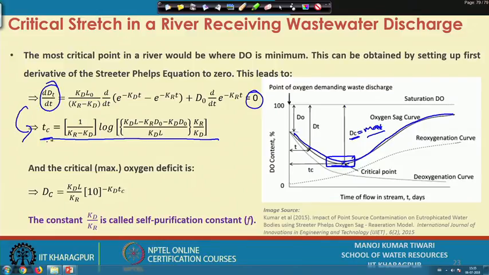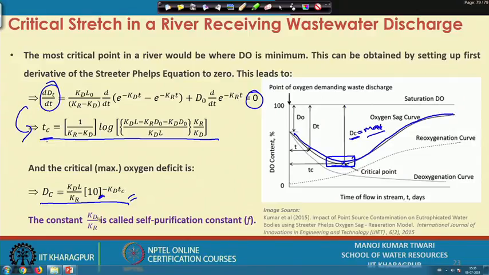Putting this critical time in the original expression, we can actually get the critical distance as well as the critical oxygen deficit. So, the critical oxygen deficit, or DC, can then be obtained from this equation. This probably is 10 base, otherwise it will be e to the power minus kd into Tc.